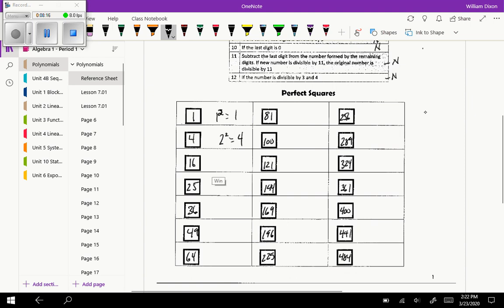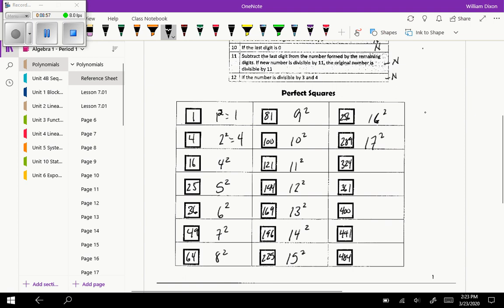So we have 2 squared, we have 4 squared, 5 squared, 6 squared, 7 squared, 8 squared, 9 squared, 10 squared, 11, and obviously you're catching the pattern. 13 squared, 14 squared, 15 squared, 16 squared, 17 squared. Now, I would say it is so good to know up to 17 squared.